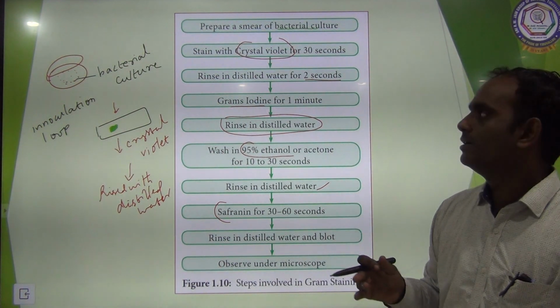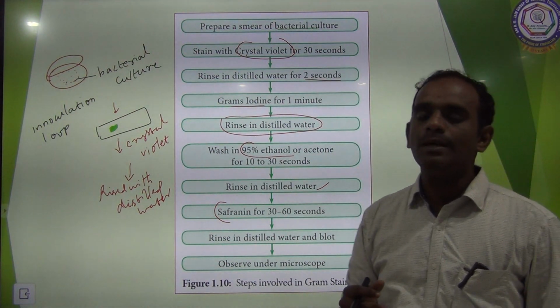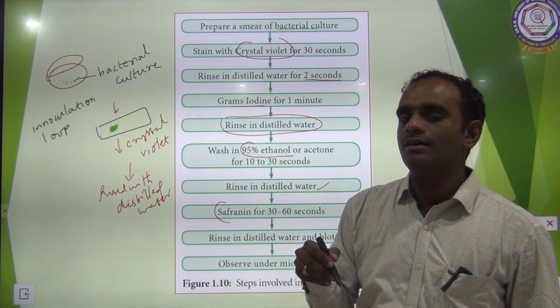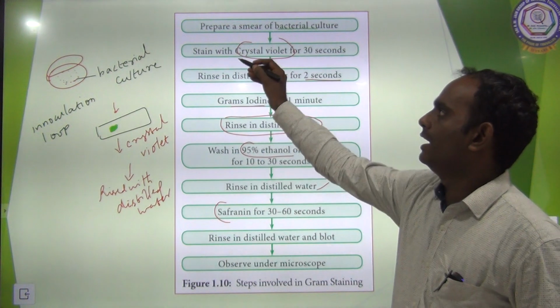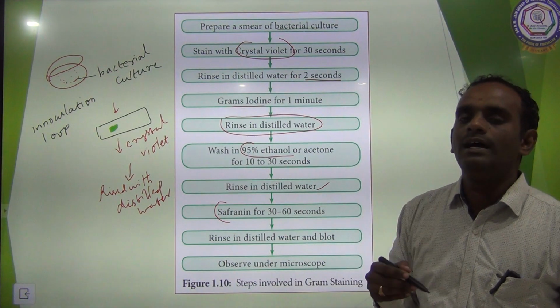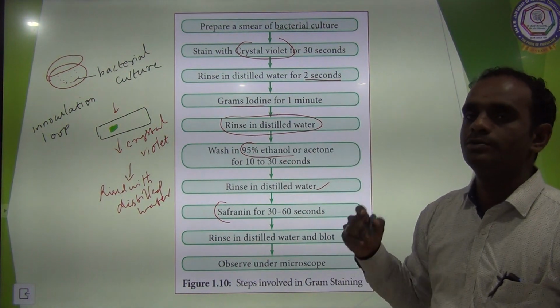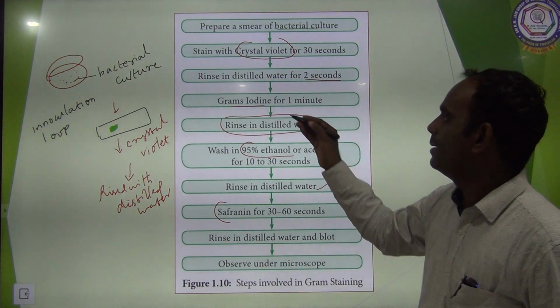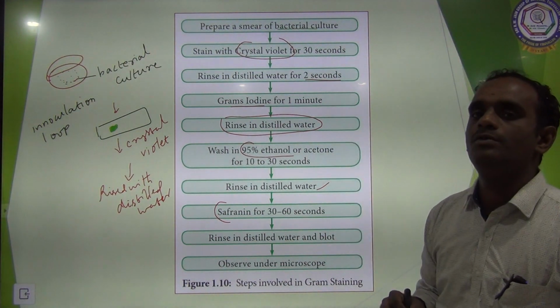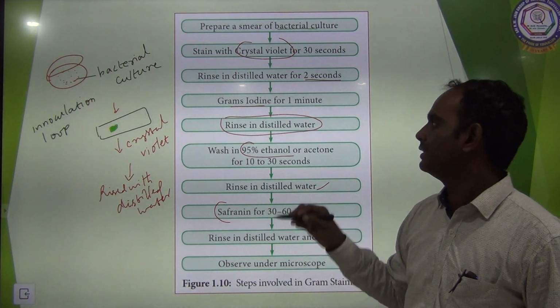Clear, children? Again I am telling this. Prepare a bacterial smear on the slide. After that stain with crystal violet for 30 seconds. Then rinse with distilled water for 2 seconds. Then gram's iodine for 1 minute. Again we have to rinse the slide in distilled water.